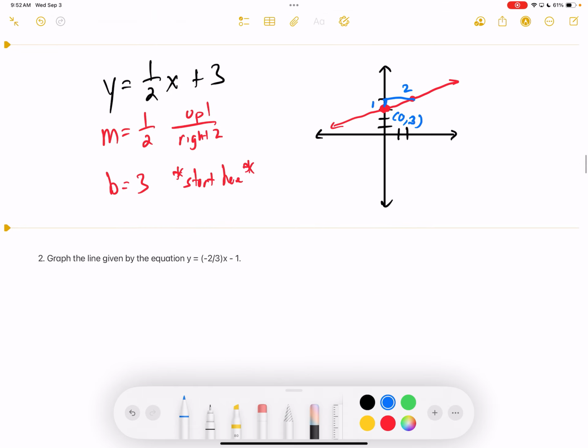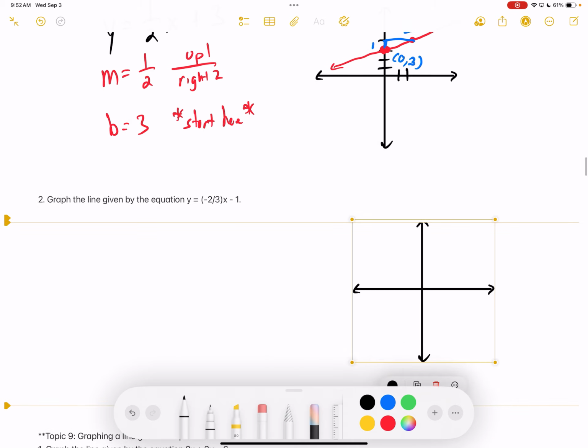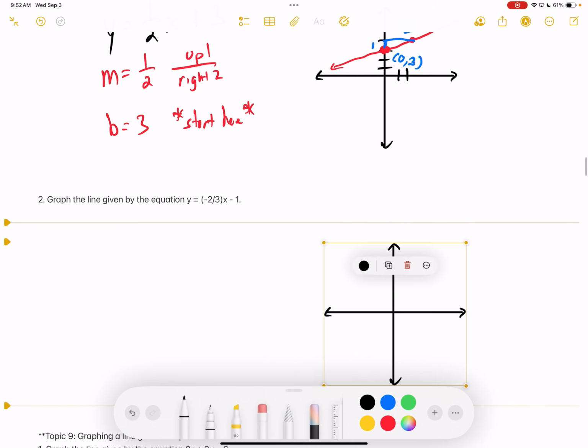But you said this stuff was on Canvas too, like the notes and stuff. Where do I find? I'll show you when I get done. That's fine. But yeah, all these notes are uploaded to Canvas, and the videos will be there as well.